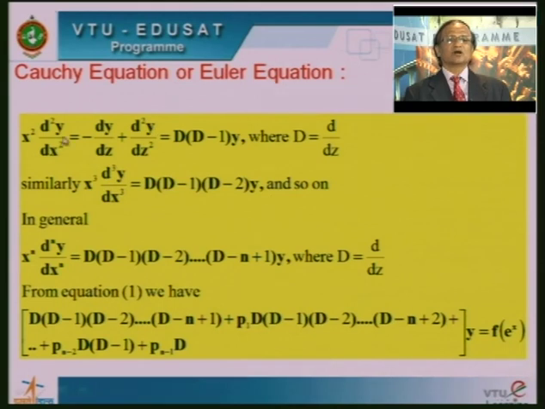Then you can substitute all these values in the general equation. What is the general equation? x raised to n into d raised to n y upon dx raised to n can be obtained this way, or you can substitute all these values in the first equation, then you will get this equation, and this equation becomes the linear differential equation with constant coefficients. And we know the method of linear differential equation with constant coefficients. So, we want to find out the general solution.